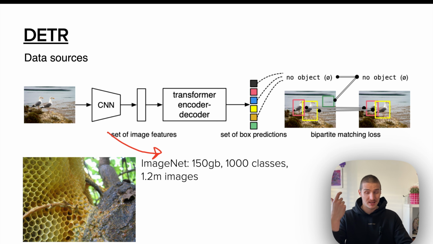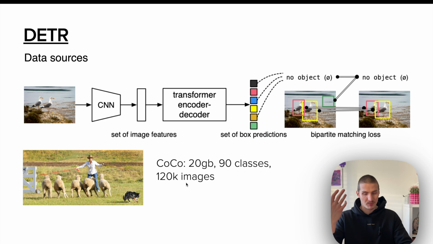It's much bigger, so it has 150 gigabytes, thousands of classes, and 1.2 million images. So it is a bit challenging to download that and to train something on that. And the images themselves are high resolution, mostly canonical representations of objects. But we'll not do this today. We just get the final weights for ResNet 50 from the Torch Hub. And then the rest, the transformer and the queries and so on, we'll train from scratch.